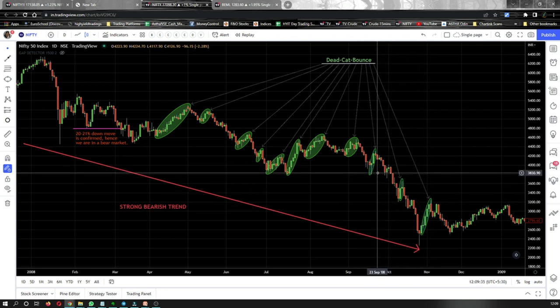Now, moving on to the next thing. How do we actually identify or spot a dead cat bounce? Identifying the dead cat bounce is the prime thing, because only after we identify it can we play on the buy side. So this is how I try identifying the dead cat bounce. Let's say a stock is falling and it is in a downtrend. If the stock is in a downtrend, then it is bound to make lower lows and lower highs.